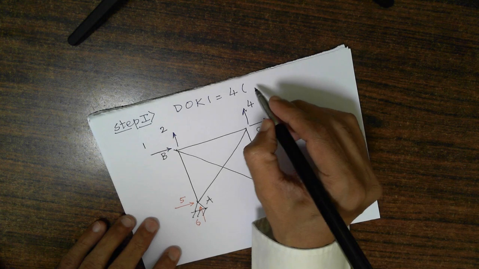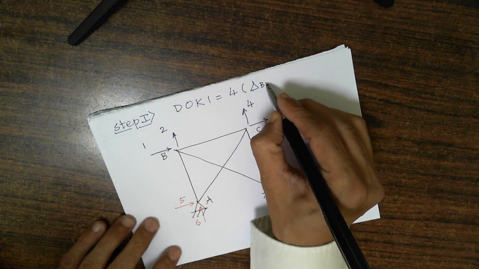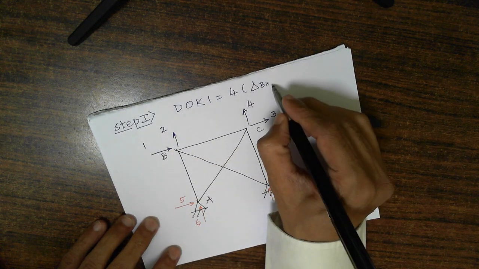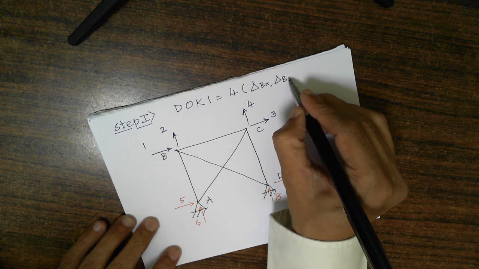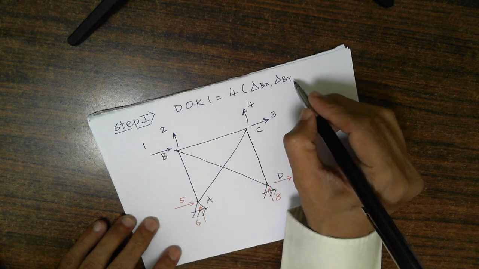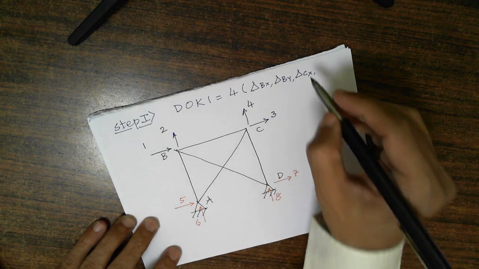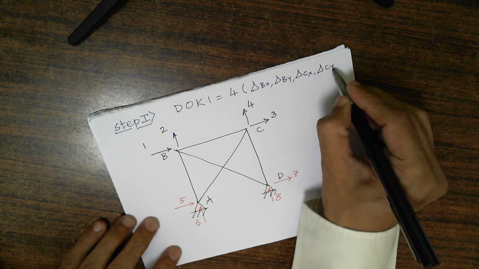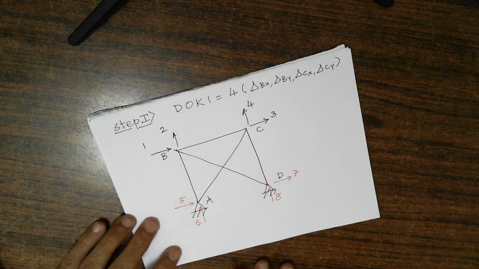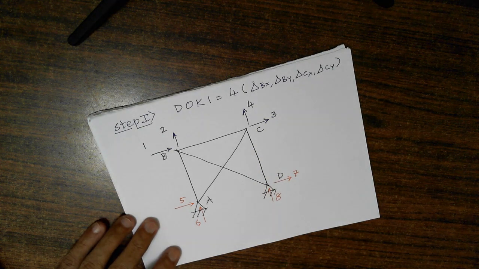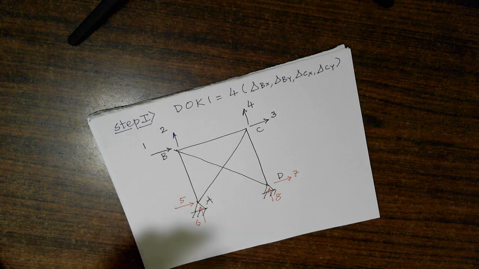I will number it. Delta B in x direction, that I have numbered 1. Delta B in y direction, that I have numbered 2. Delta C in x direction, that I have numbered 3. And delta C in y direction, that I have numbered 4. So these are the possible degrees of freedom for this structure. So the degree of kinematic indeterminacy of the structure is 4.